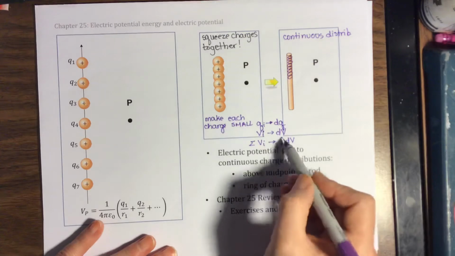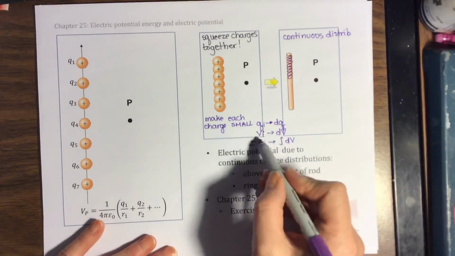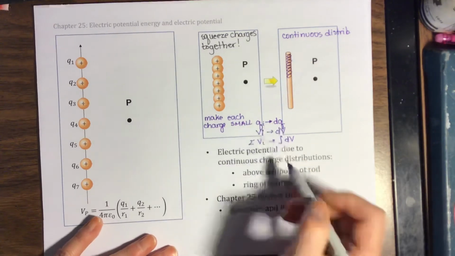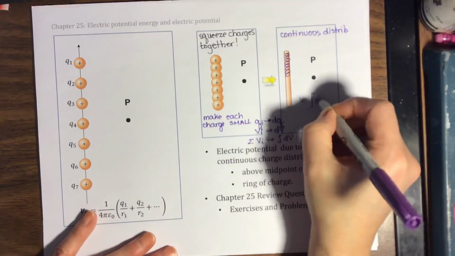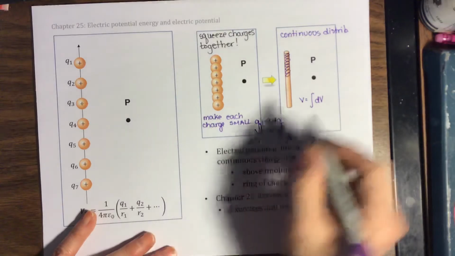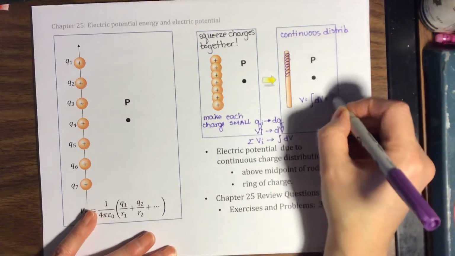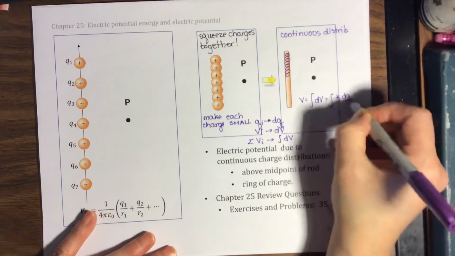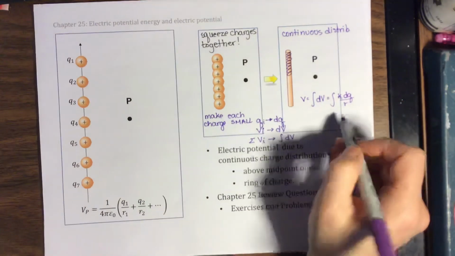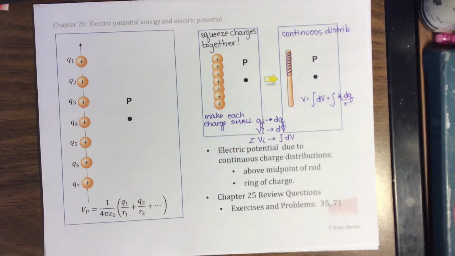Our net potential is going to be the integral of dV, which means we're adding up each small bit of potential made by each small bit of charge. So our net potential is the integral, or the sum, of each small bit of potential. And each small bit of potential is given by K times each small bit of charge divided by the distance between the charge and the point. So this is the idea.